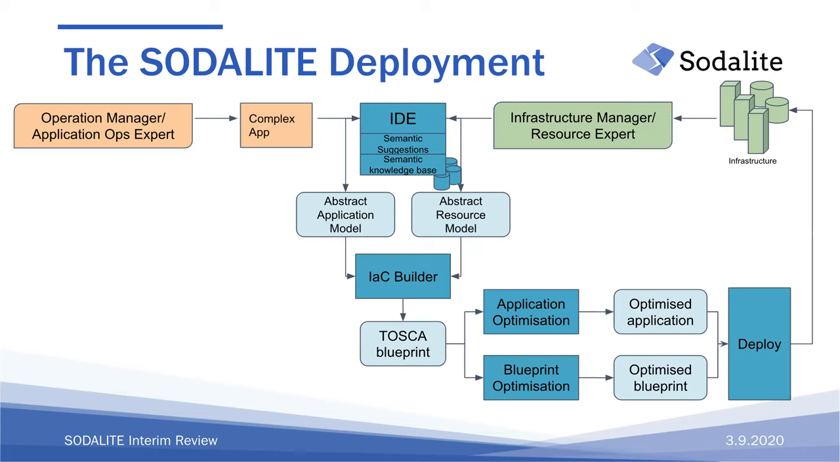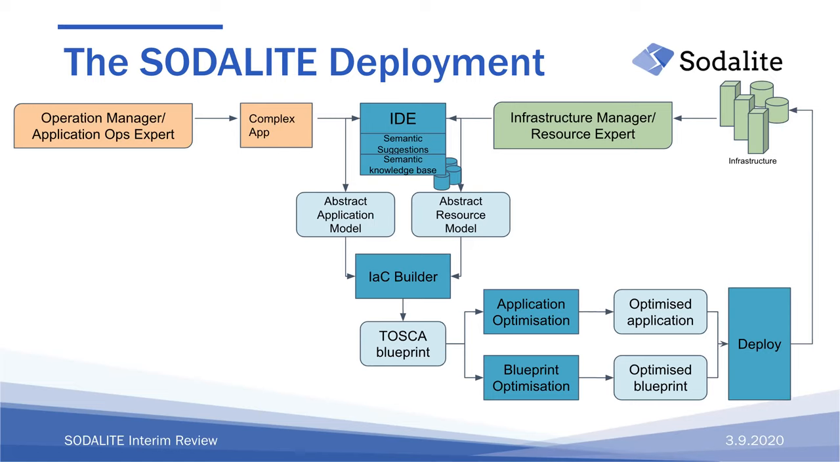You have already seen this figure, so I'm not going to spend additional time on it, except to mention that, of course, we have a phase in which we conceive a model for the deployment of our application. And then we have some automatic steps that generate a blueprint, a TOSCA blueprint, given our deployment model. We call it our abstract application deployment model.